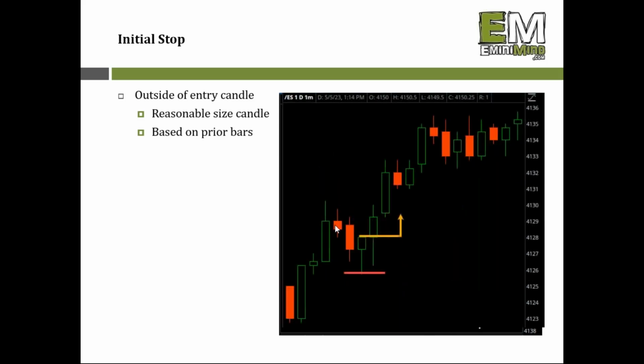So getting long, 1 tick above the high, above the hammer, and then the stop, 1 tick below the low. That's the nice thing about futures. You can be down to the tick. You have the trade ladder to be able to manage positions.